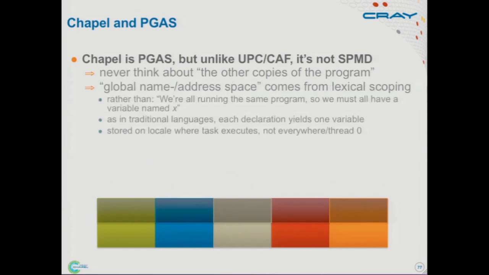Instead, the global namespace or global address space comes from just normal lexical scoping. In a traditional PGAS language, the reason I know that you have a variable x that I might want to refer to is because I have a variable x, and we're all running the same code more or less. It's the nature of the SPMD program. And in Chapel, the reason I know you have a variable I might want to refer to is just through normal lexical scoping properties in the language, which, if lexical scoping doesn't mean something to you, it does. It's just maybe not the term.